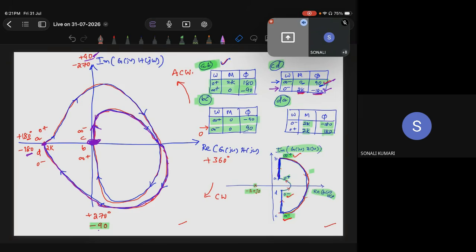So this is the Nyquist plot, but we use this Bode plot to draw the real plot. Are there any queries? If you have any queries, please let me know.